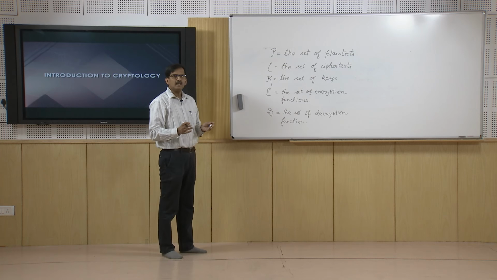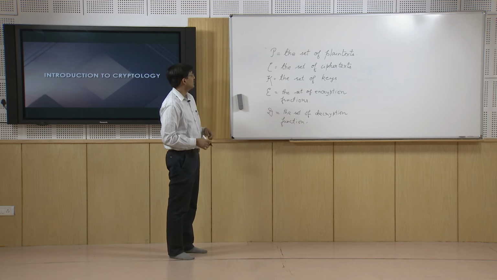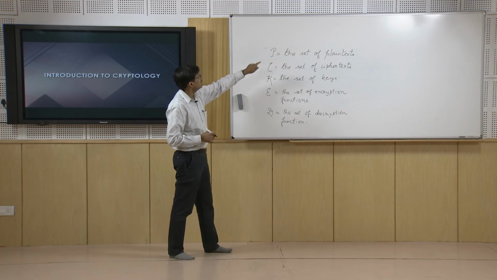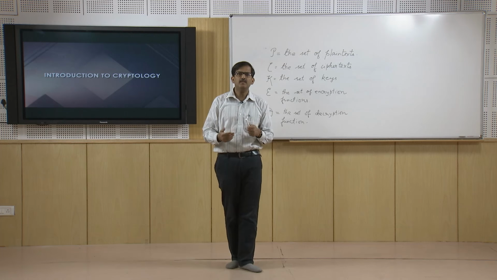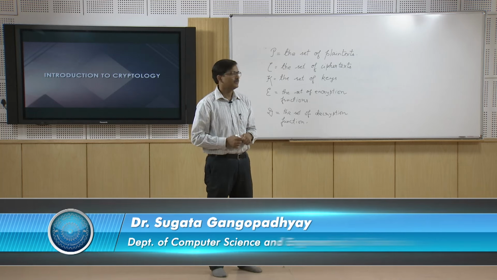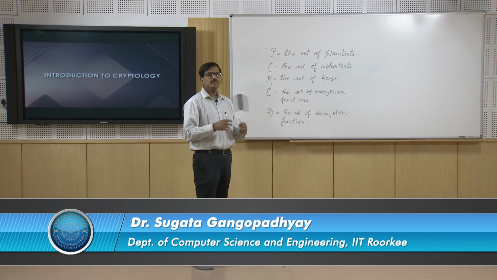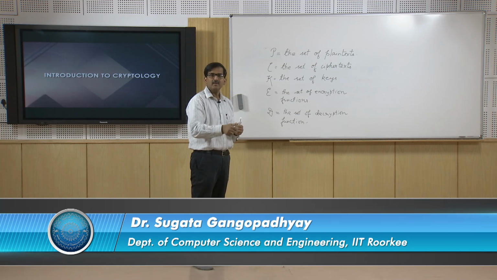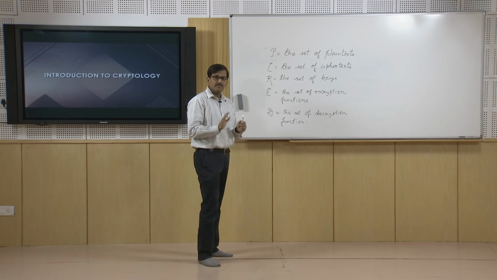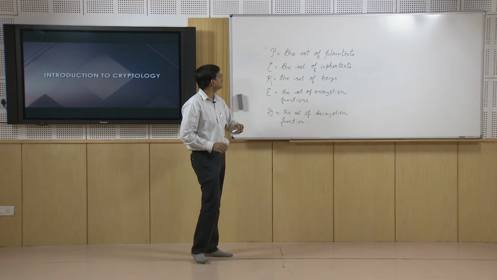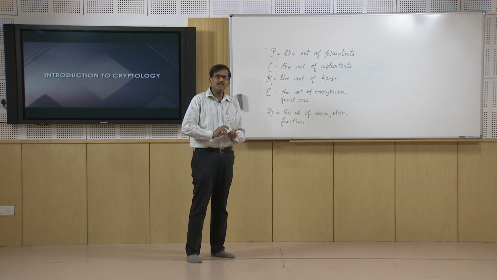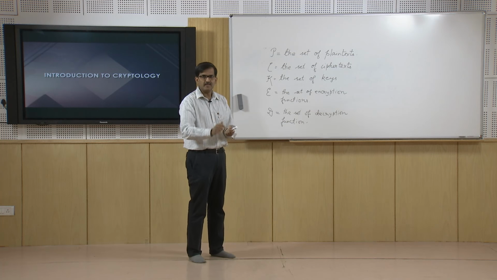Now we will slowly discuss the meanings of these sets and these words. The set of plain text is a set of symbols that Alice is using to build the message. The set of cipher text is a set of symbols to which Alice is transforming the message. K is a set of keys. We will come to keys. For each key there is an encryption function, that is the transformation which takes plain text to cipher text.